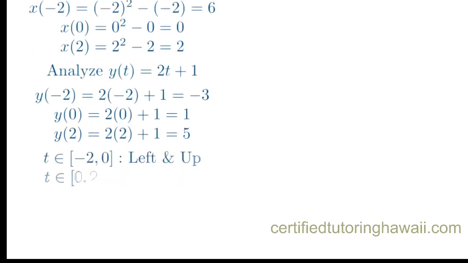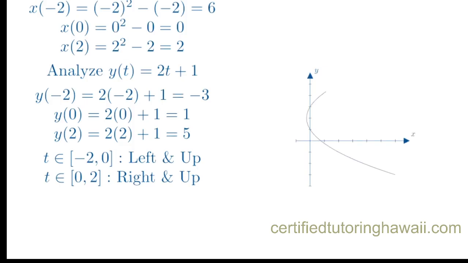So, we can combine these findings. From t equals minus 2 to t equals 0, the particle is moving left and up. From t equals 0 to t equals 2, it's moving right and up. Here's what the full path looks like. Notice how the direction changes. For t less than 0, the path goes up and left. For t greater than 0, the path goes up and right. The change in direction happens at t equals 0, where x changes from decreasing to increasing.